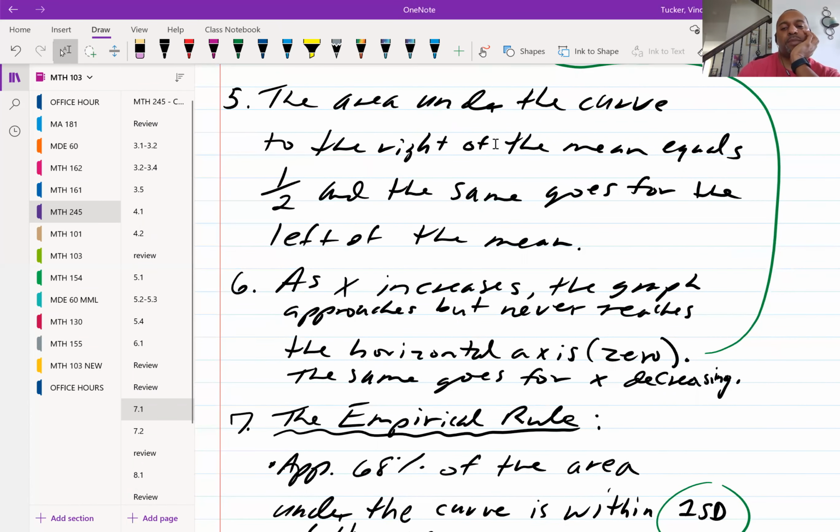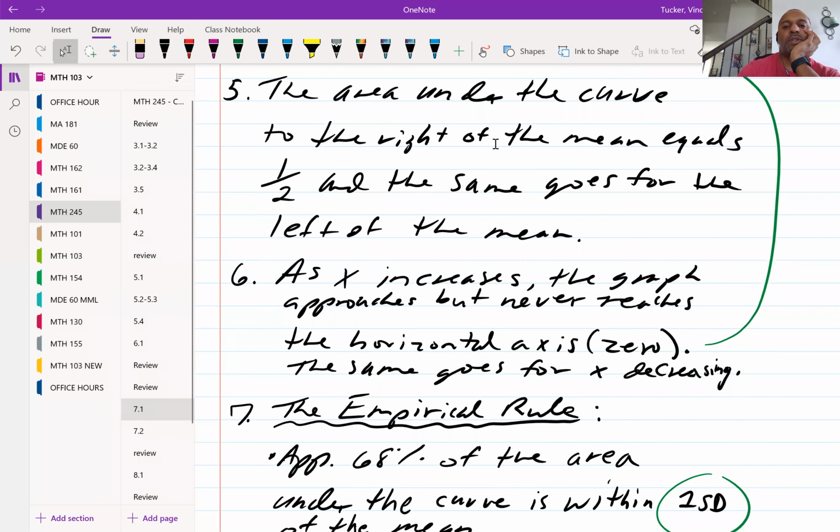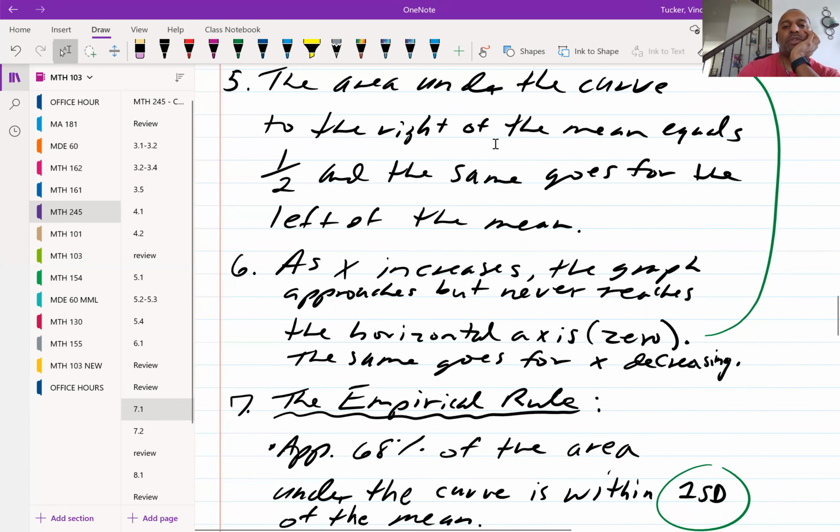And number 7 is the empirical rule. Talked about that already. It's just a reiteration of that. But I will scroll up, just trying to make sure everybody's good. Everybody holding on to number 5.